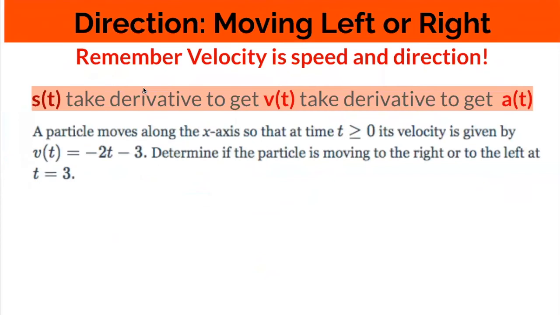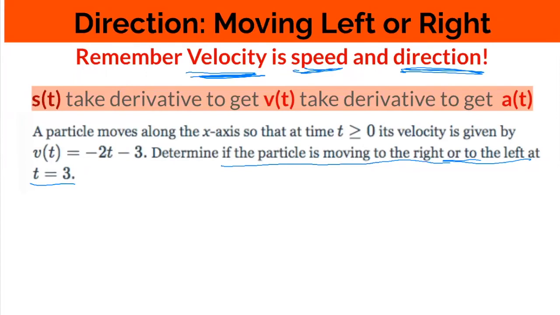Okay, so now sometimes on Delta Math, it might ask you, when is it moving left and right? And we are still talking about the velocity function, because remember, velocity is speed and direction. So right away when you hear speed, you have to think velocity. If you think about left and right, you have to still think about velocity because it's speed and direction. So they want to know, determine if the particle is moving to the right or left at t equals 3. And they literally mean like you're walking left or you're walking right.